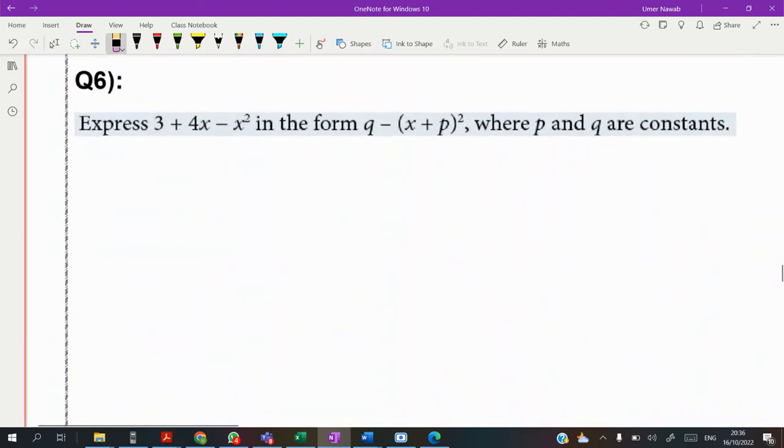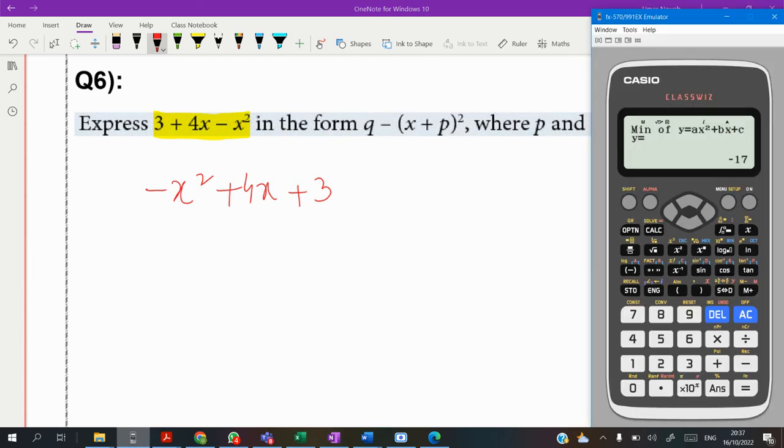Anyways, next. In this case, you can check it out. First, it is not written in a good form. So we need to, this is not equal to 0. We cannot change the sign. We can readjust the equation. So minus x squared, I will write it first. And then I will write plus 4x. And then I write plus 3. Got it?